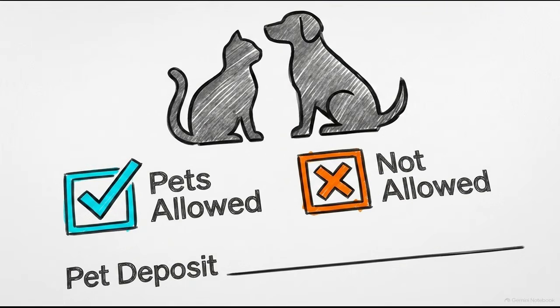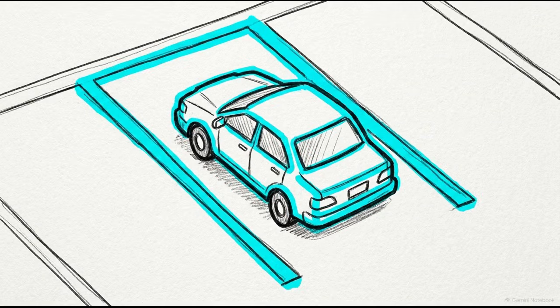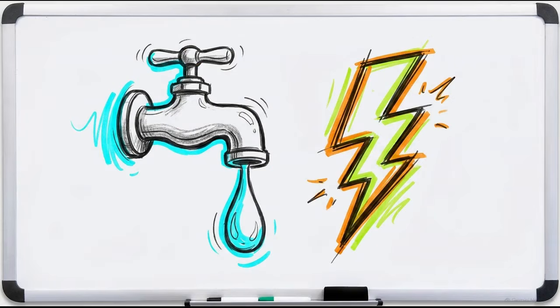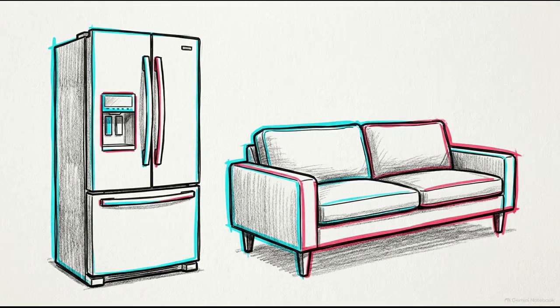This section features clear checkboxes where you adjust your pet policies, stating whether animals are allowed, and setting any required pet deposit amounts. You outline specific parking arrangements, assign financial responsibility for utilities, and inventory provided furnishings and appliances.